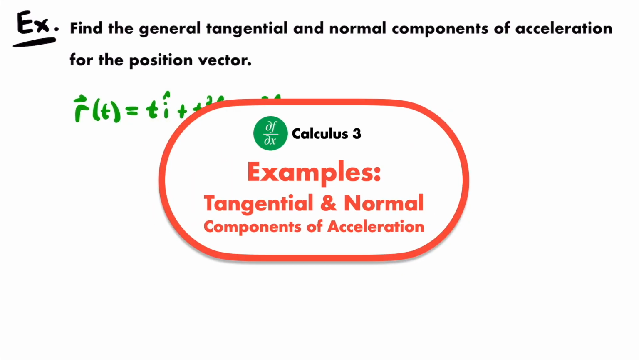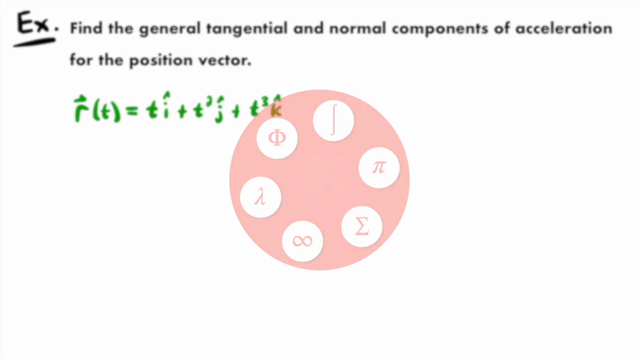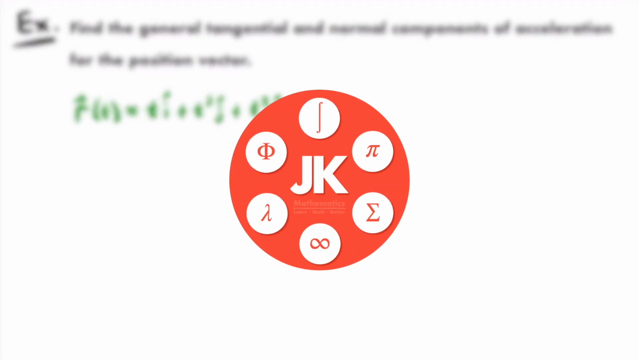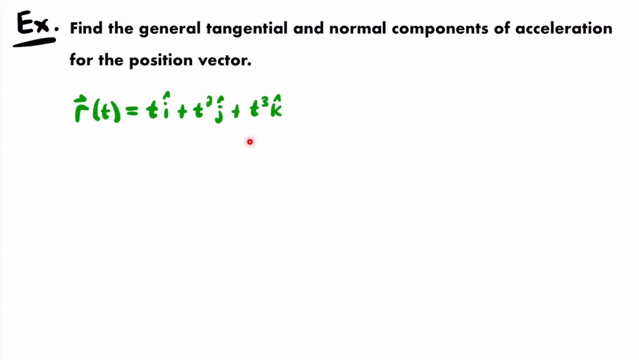Welcome back. Let's practice finding tangential and normal components of acceleration. Alright, so here's our first example. We want to find the general, tangential, and normal components of acceleration for the position vector r of t equals ti plus t squared j plus t cubed k.